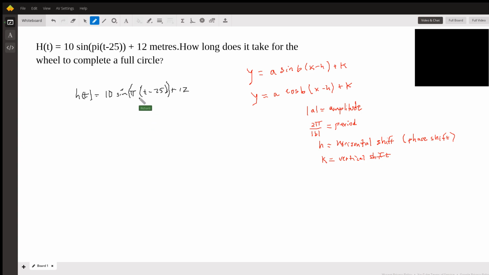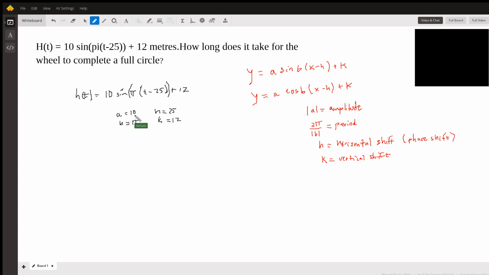Okay, you can see that the important thing is that x is isolated. There's no coefficient in front of the x. It's contained, x minus h is contained in the bracket. So here you just have to map things. So a is 10, b is pi, h is 25, and k is 12. And so this tells you everything you need to know, basically.